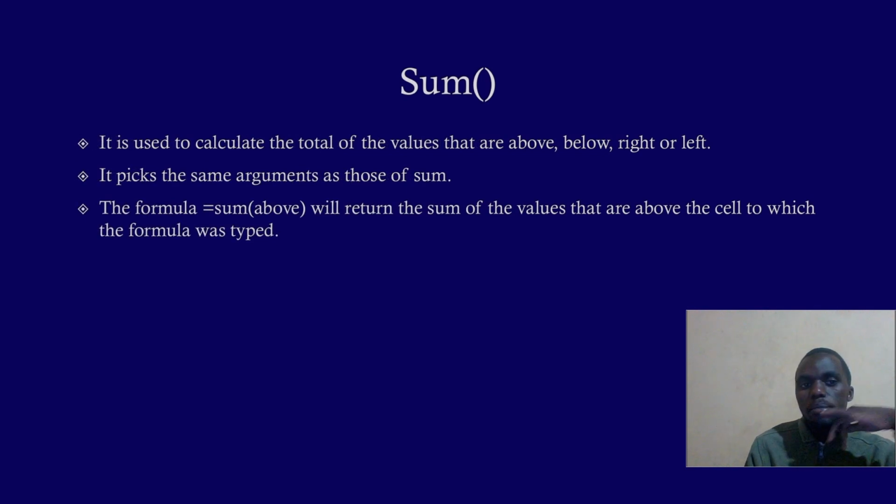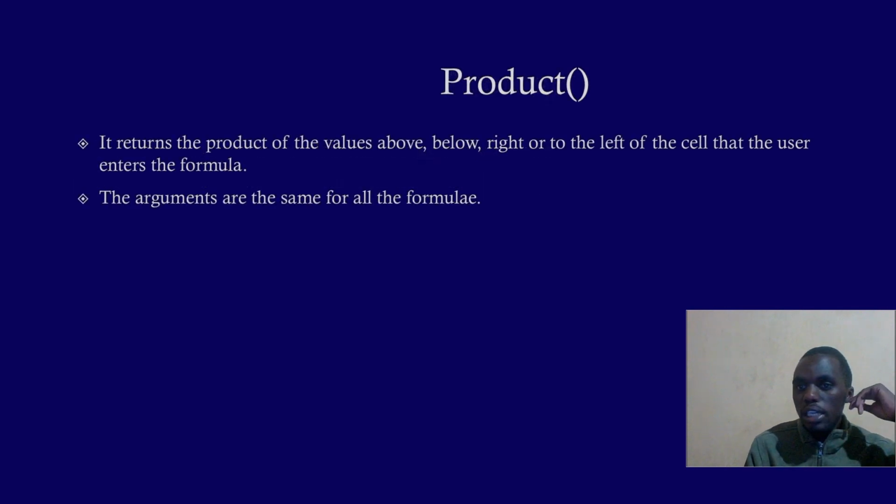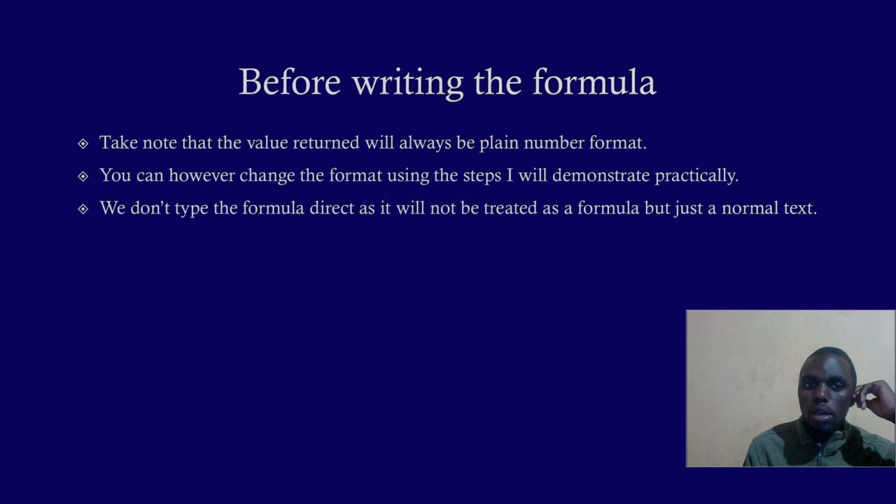I've explained some. Sum is used to get the total of the values either below, above, left, or right. Average also is used to handle the mean value. I've demonstrated how you can use average. Product is used to return, it's going to multiply the values within the given range that you've assigned, whether left, right, or above or below. So before writing a formula, take note that the values that will enter there will be given in plain number format. So you need to take care. Like I've shown you on how you can change the formats. So don't worry about it. If in case you don't understand, you can go back a bit on the video, then it will be sorted.